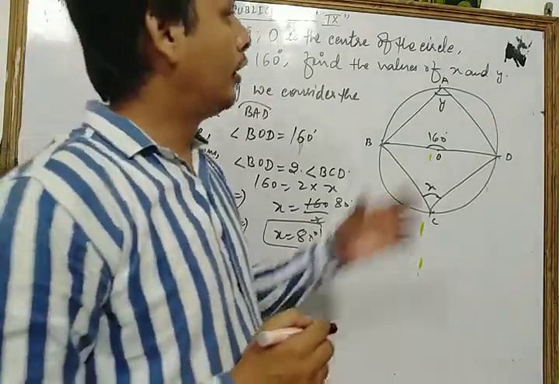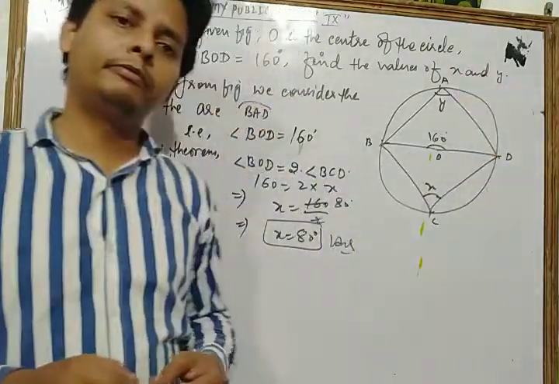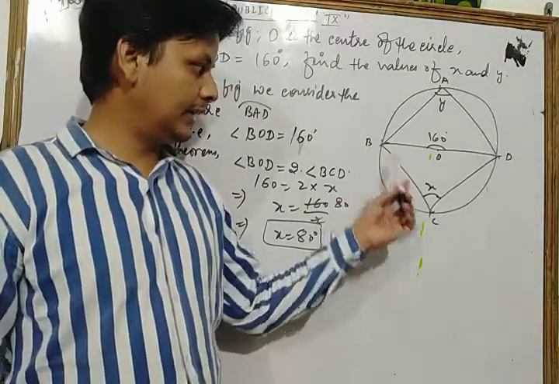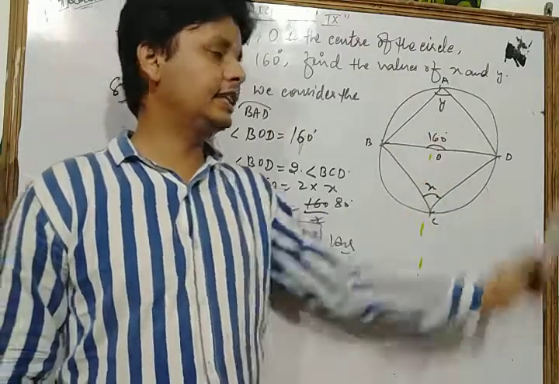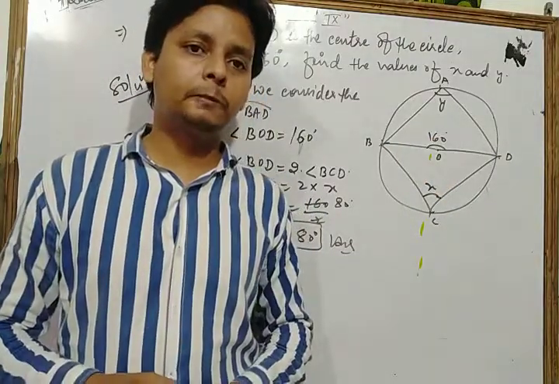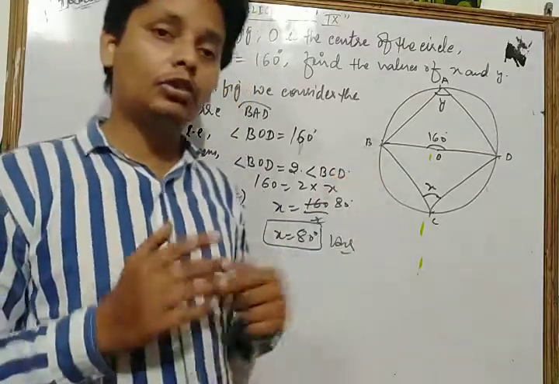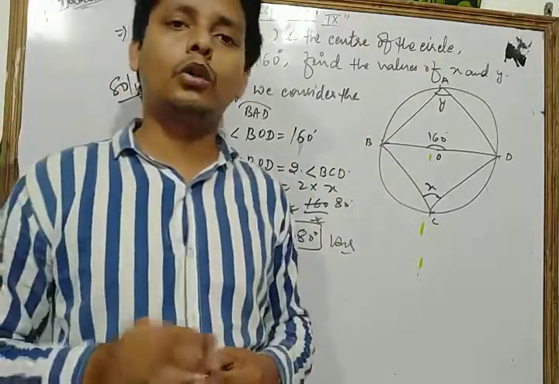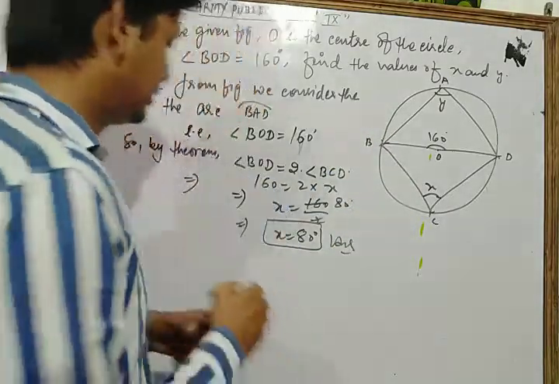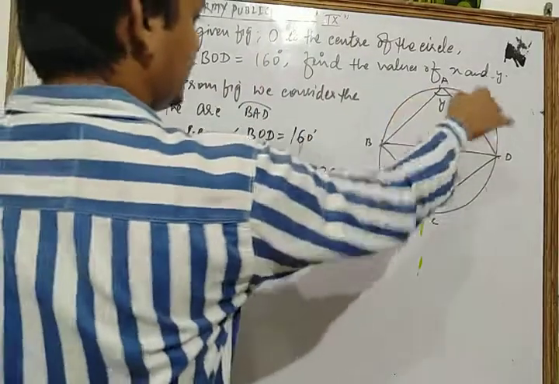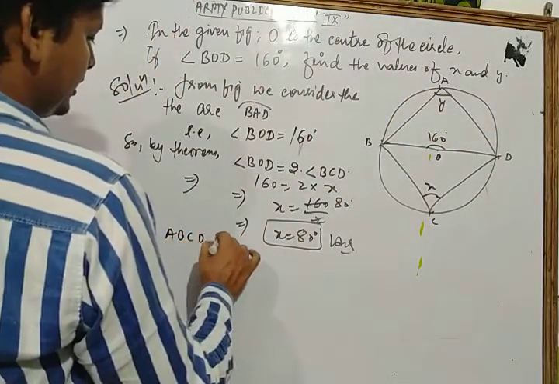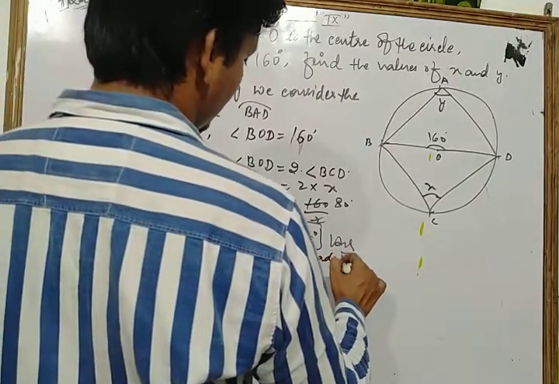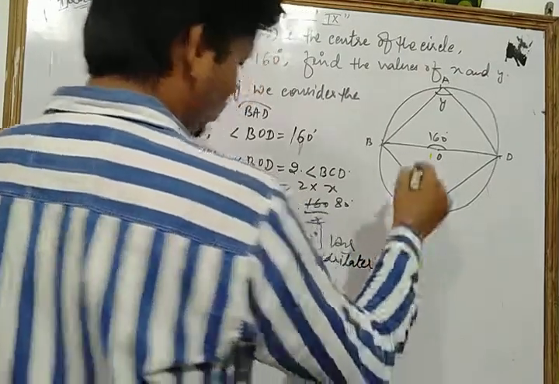Now dear student, we also find the value of y. Now let's see the figure. Since ABCD is what? It is a parallelogram, and sorry, it is a cyclic quadrilateral. Here ABCD is a cyclic quadrilateral, and we know that the sum of opposite angles of any cyclic quadrilateral is 180. Let's see here. Since ABCD is a cyclic quadrilateral.